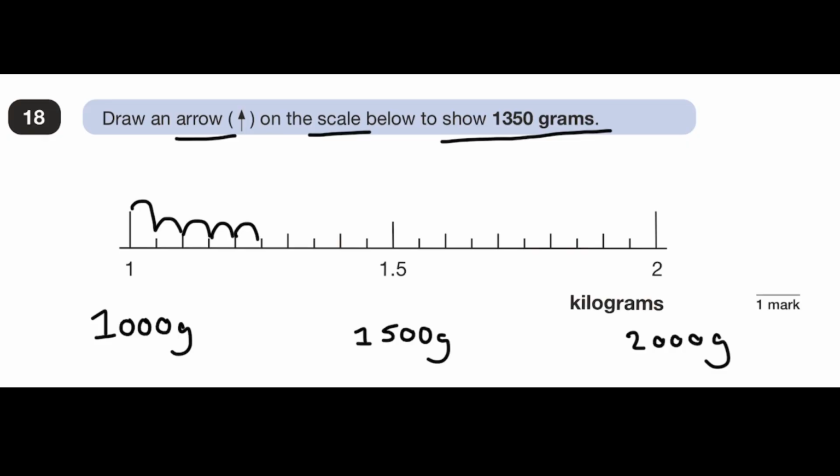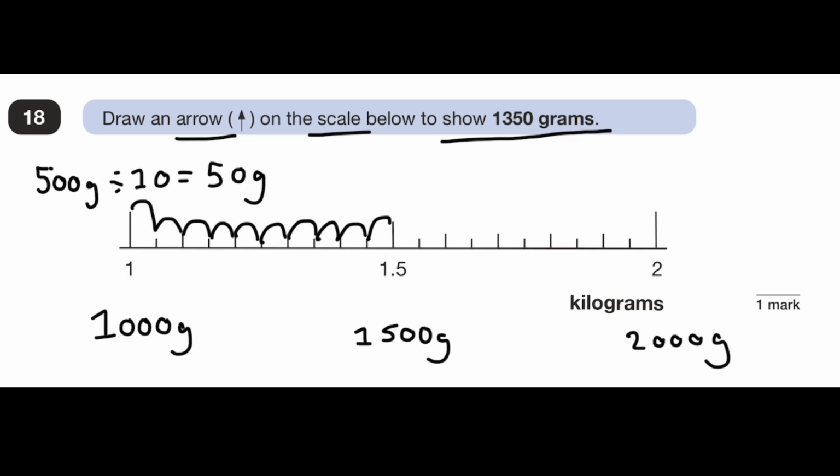To find out how much each jump is worth in grams, each increment, we're going to count how many there are between 1 and 1.5. There are 10 increments between 1 and 1.5. And as we know that all 10 are worth 500 grams, because the difference between 1,000 and 1,500 grams is 500 grams, we're going to divide that by 10, which gives us 50 grams. So each increment increases by 50 grams.